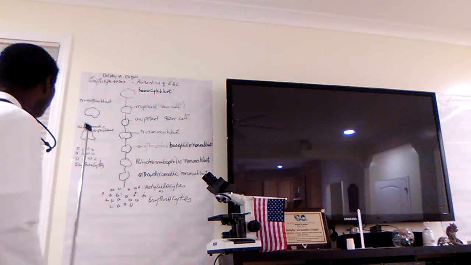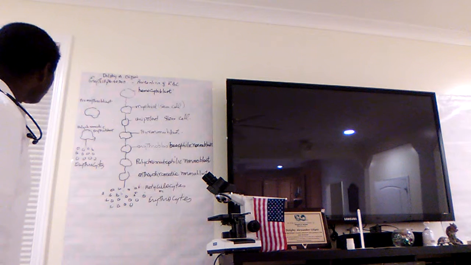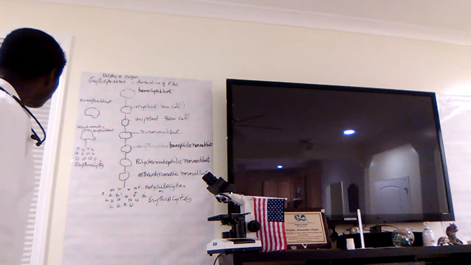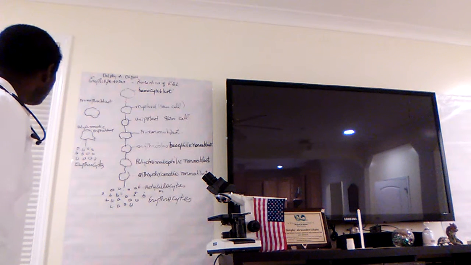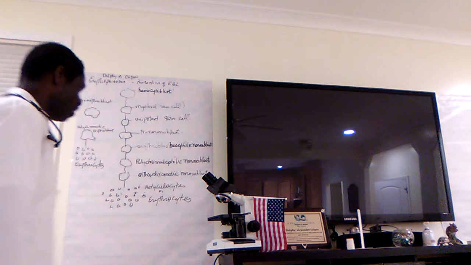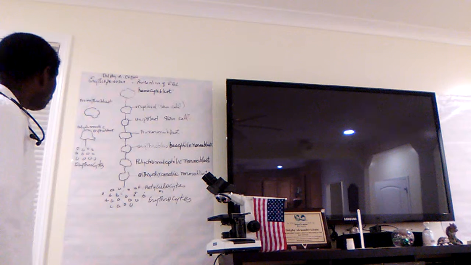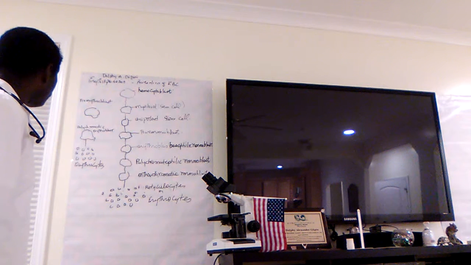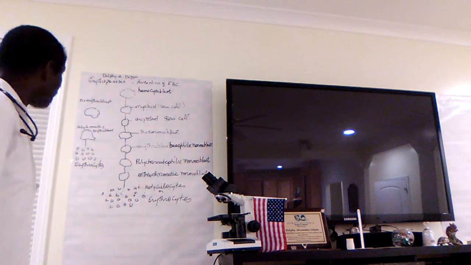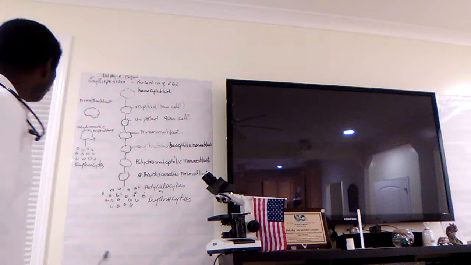Next, we'll do thrombopoiesis, which is the production of the thrombocytes or platelets. Hemopoiesis, which is the production of all the cells in the blood system. Lymphopoiesis, which is the specialized production of lymphocytes or white blood cells.